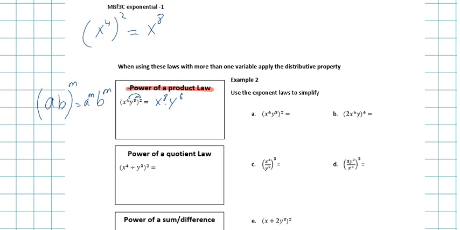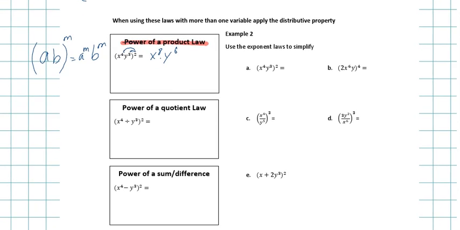Then we have power of a quotient. So power of a quotient, quotient means power of a division, basically. So you see right here, I have x to the power of 4 divided by y cubed, all to the power of 2. Exactly the same as when we distributed that 2 into the bracket, we have to do the same thing with the division. So we distribute that 2 in, so that's going to be x to the power of 8 divided by y to the power of 6. So that 2 gets multiplied in.